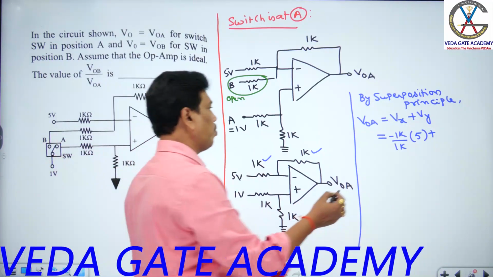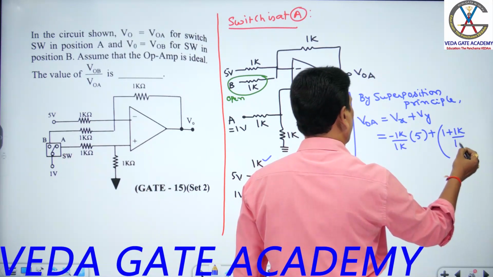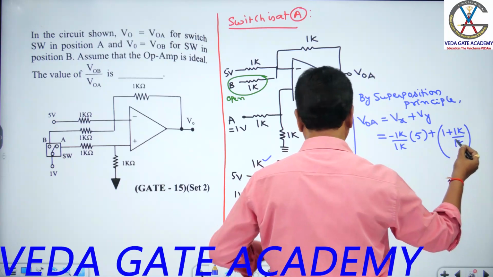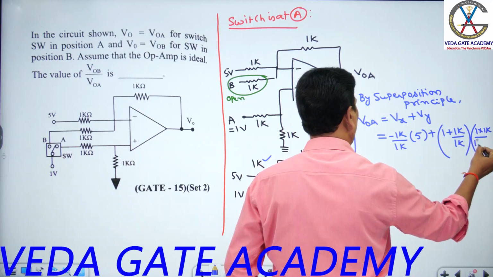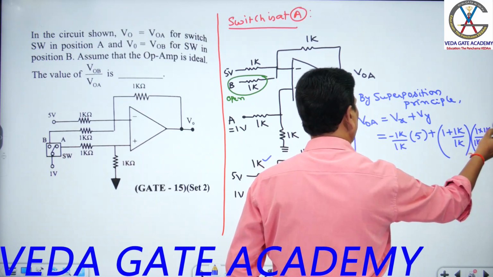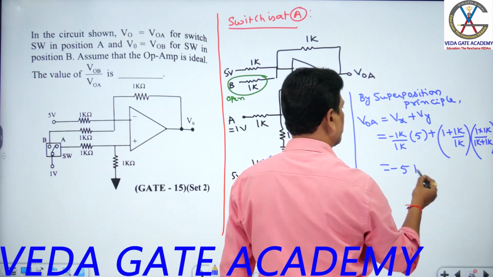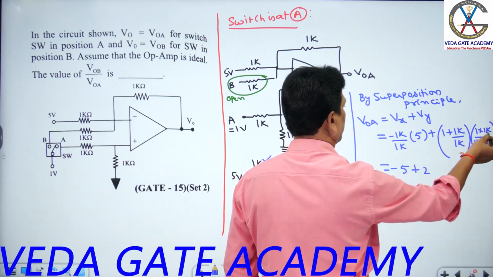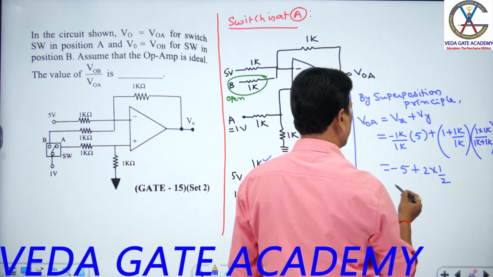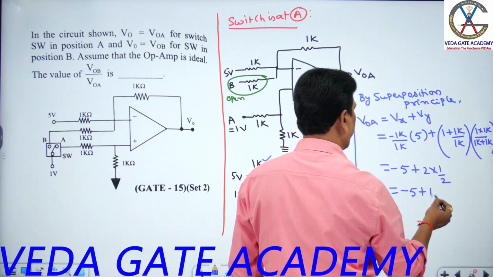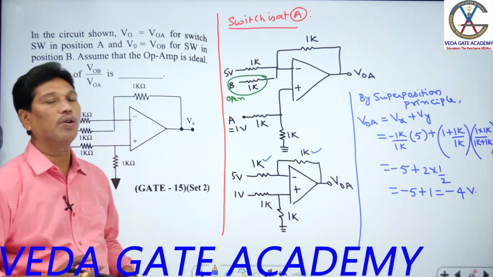So that means 1 plus 1K by 1K, into the divider value, 1 into 1K divided by 1K plus 1K. Got it now? This is minus 5, this is plus 2, the K's cancel, and it is 1 by 2. So minus 5 plus 1 equals minus 4 volt. Sir, I got V0 A equal to minus 4 volt.